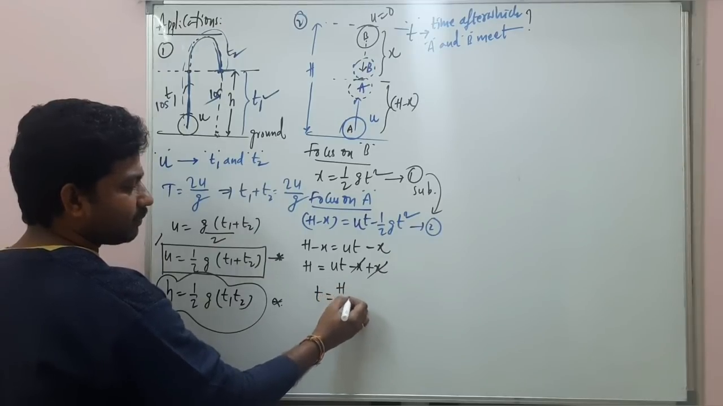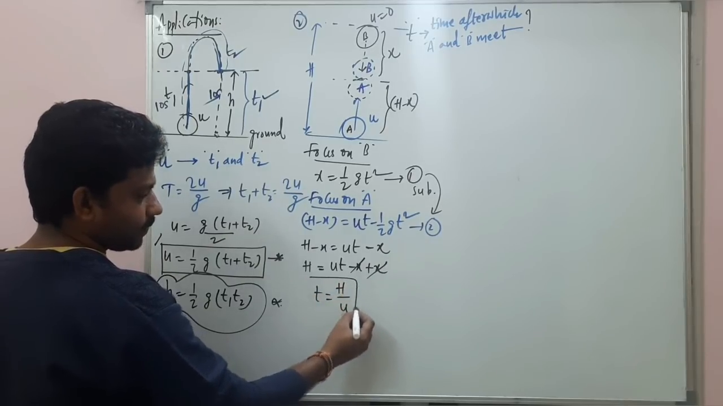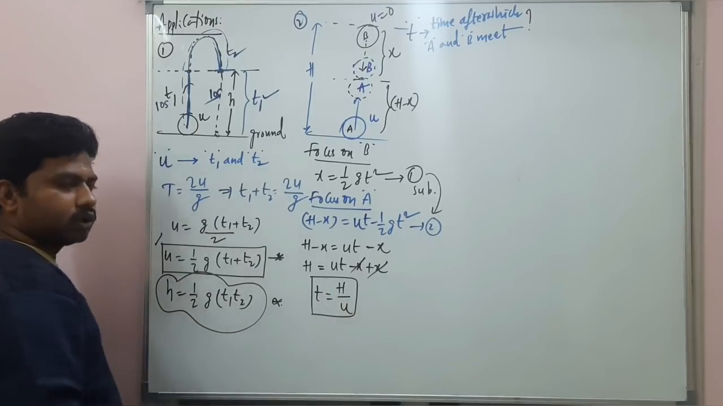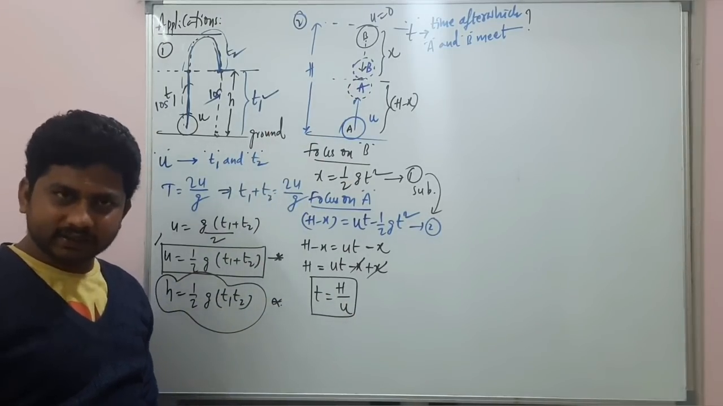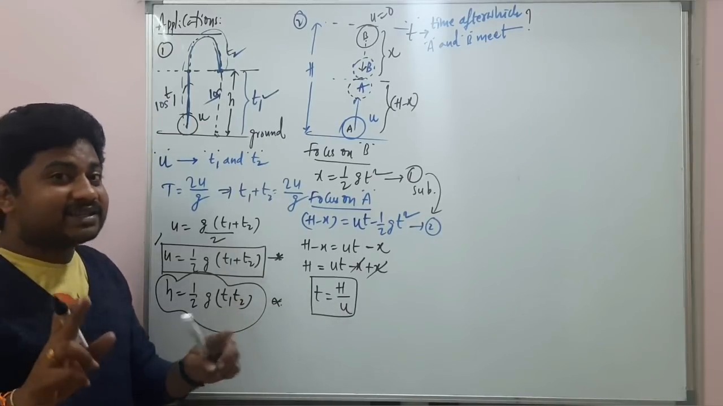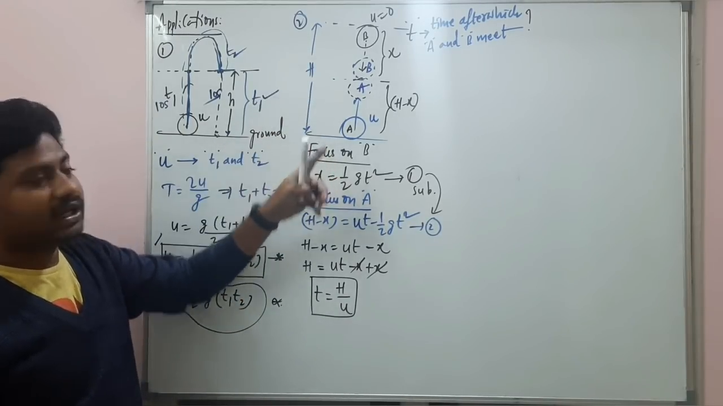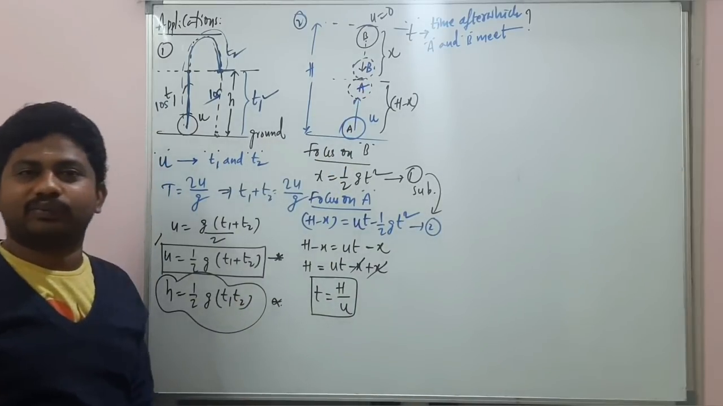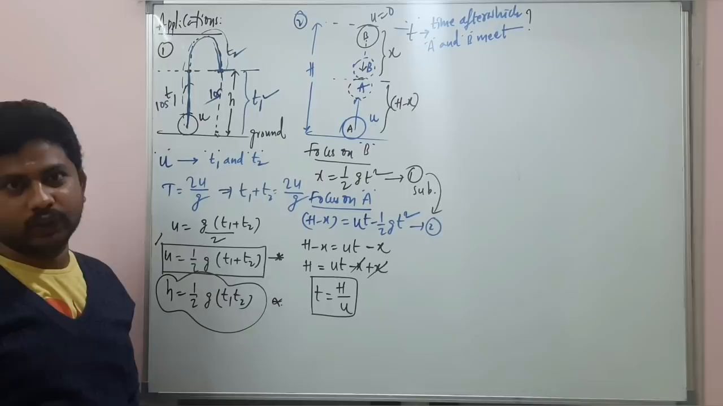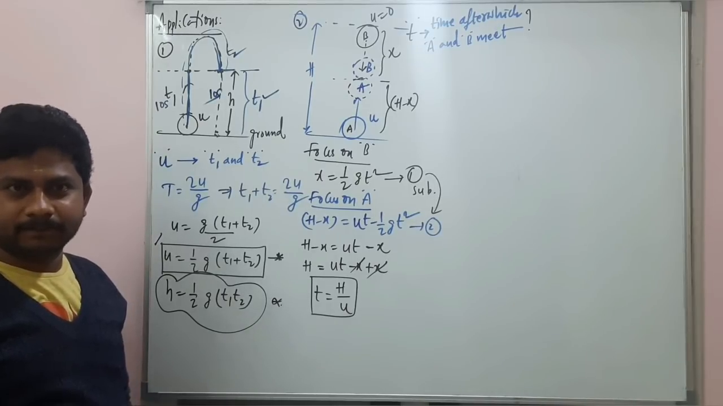Is it like h by u? h is what? The distance between the two bodies initially. Understand? So h is the distance between the two bodies initially, or the height from which the second body is dropped. It's so simple. Okay. Clear?